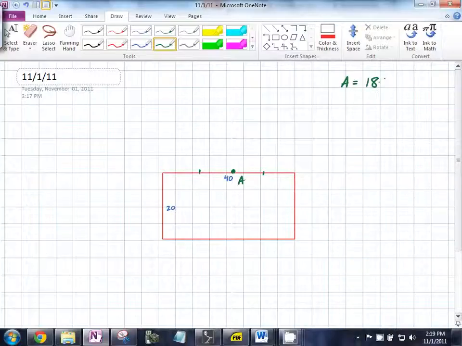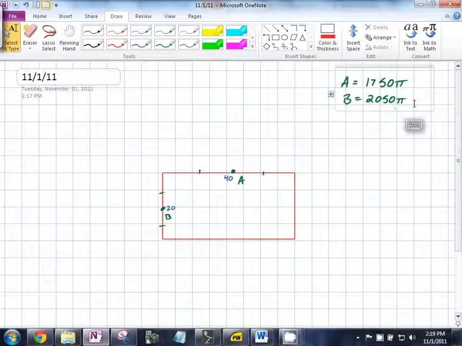What happens if it's here at B? It's 2000. Is it 17? Sorry, so it's 1750. And then what happens if it's at B? 2050 pi, right? So you've tested those points. Now what might be just a natural one to try to test? A corner. Try the corner right in the middle and see what happens. We'll call that point C.